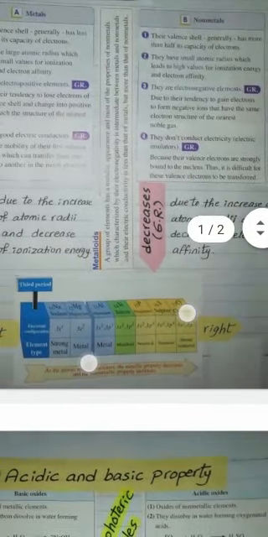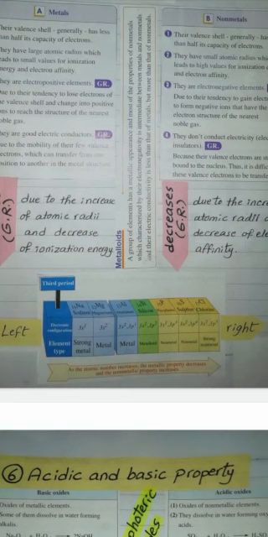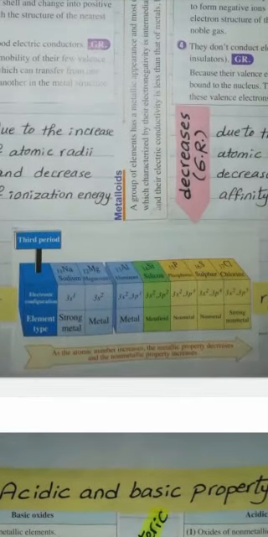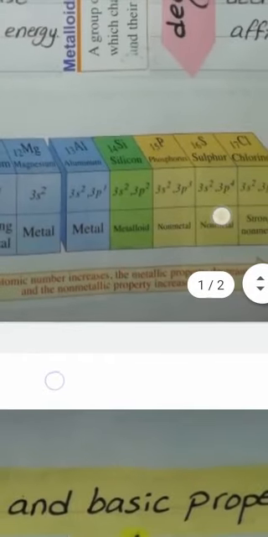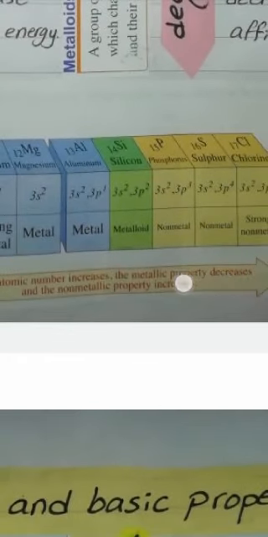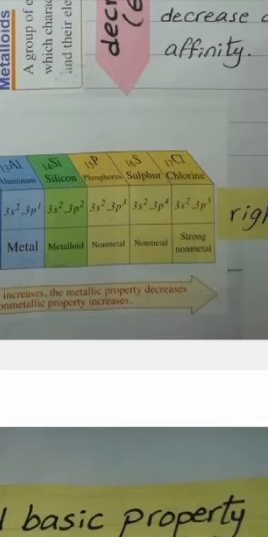Let's move to explain the graduation of metallic and non-metallic property in the same period. As we go from left to right, and by taking a third period as an example in the following figure, the period begins with the strongest metal in group 1A. Then the metallic property decreases gradually by increasing atomic number till we reach metalloids. And the period ends by the strongest non-metal in group 7A.